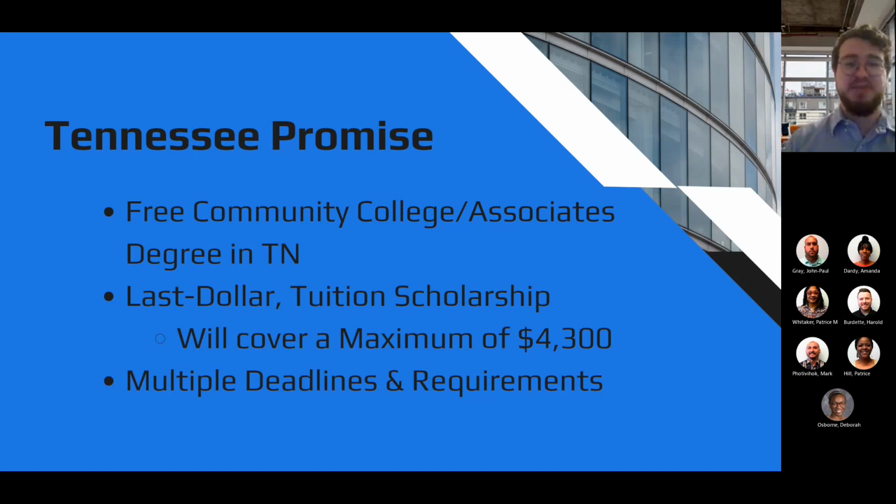For that tuition scholarship, the Tennessee Promise covers a maximum of $4,300. And something that is certainly noteworthy for Tennessee Promise is there are going to be multiple deadlines and requirements throughout the year for students who are applying. These deadlines and requirements involve attending certain meetings and filling out the Tennessee Promise application by a particular deadline, which I believe is usually November 1st. There's also a deadline for submitting the FAFSA in a timely manner in order to receive Tennessee Promise. So if your student is interested in pursuing the Tennessee Promise, it is important that they meet those deadlines and requirements.